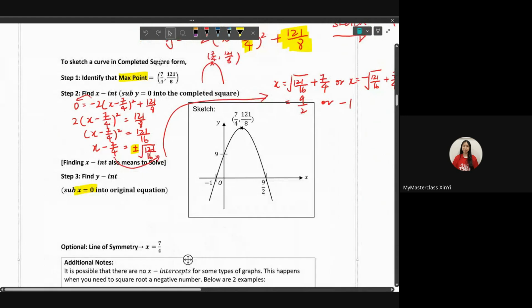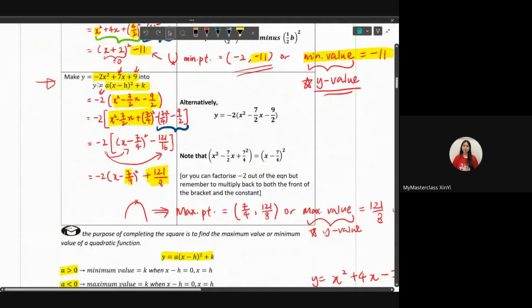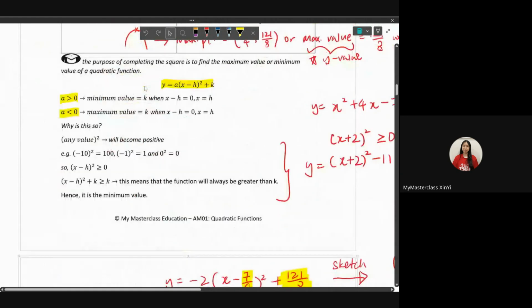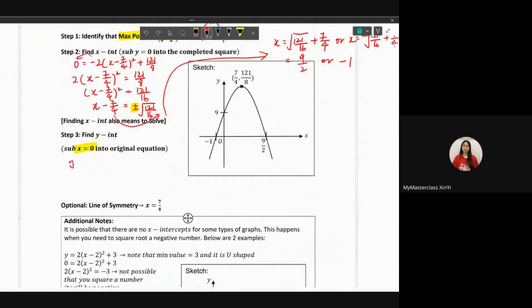Okay, let's just sub into the original equation, which is this one. So -2x squared plus 7x plus 9. So y equals -2x squared plus 7x plus 9. When x equals 0, if you sub in, this part is 0, and this part is also 0. So therefore, your y equals 9. That is your y-intercept.